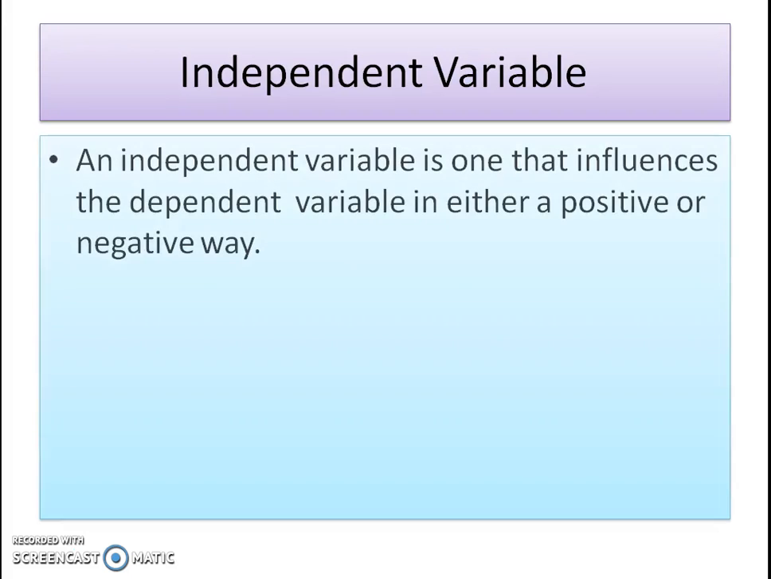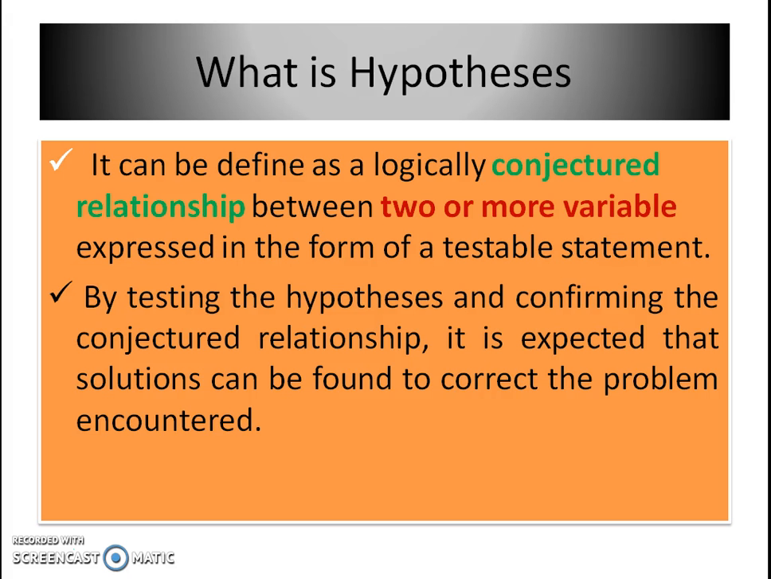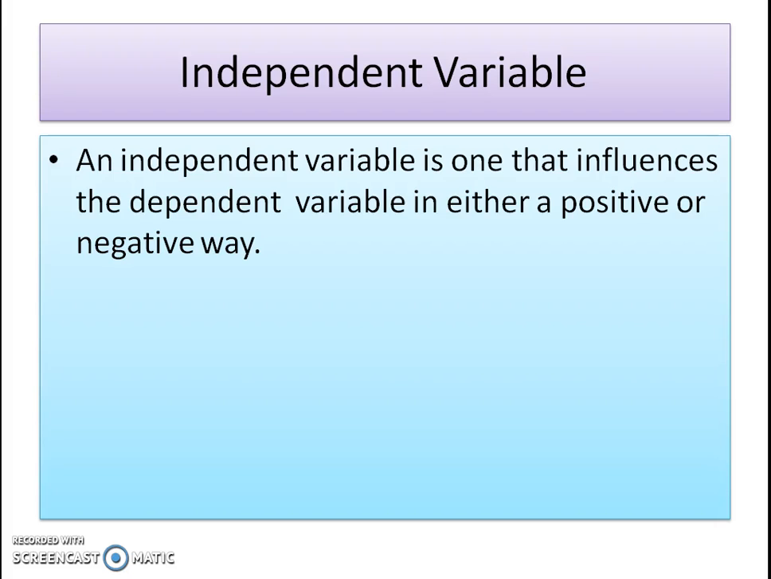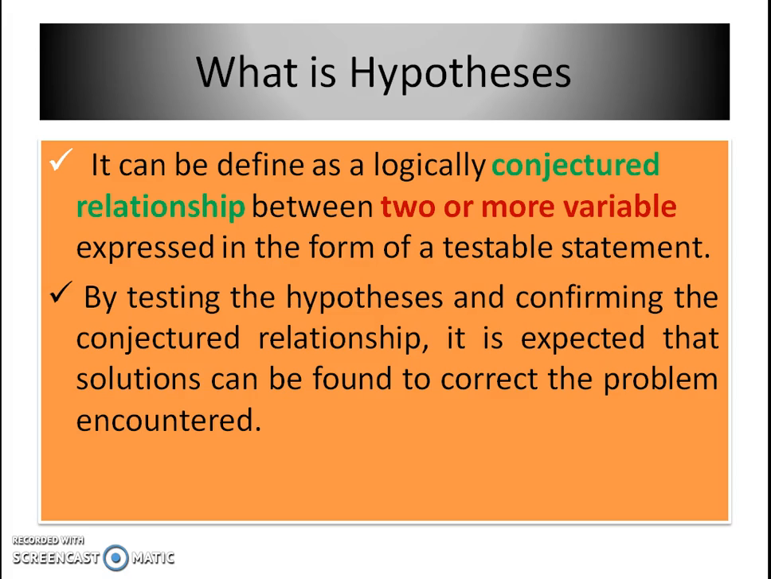An independent variable is something that influences the dependent variable, either in a negative or a positive way. For example, as I discussed earlier, working hours, salary, packages, location, working conditions and working environment are all independent variables which give an impact on the motivation.